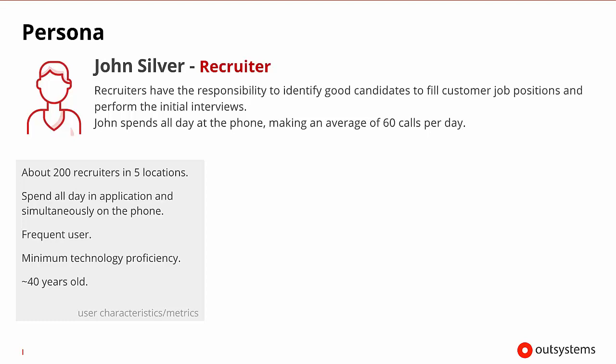Are there hundreds? Are there thousands? What type of impact would they have? Do they use the application frequently? What type of domain or background do these users have? How technically proficient are they? What is their average age? Do they have a different type of physical engagement with the application? Will they be sitting down or will they be standing up? So it's very important to try to understand all of the user characteristics and metrics for how they'll be using the app.